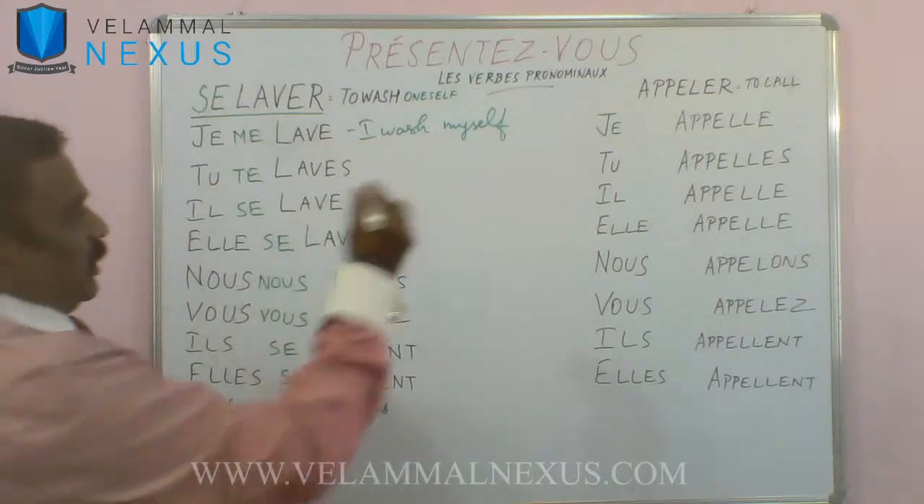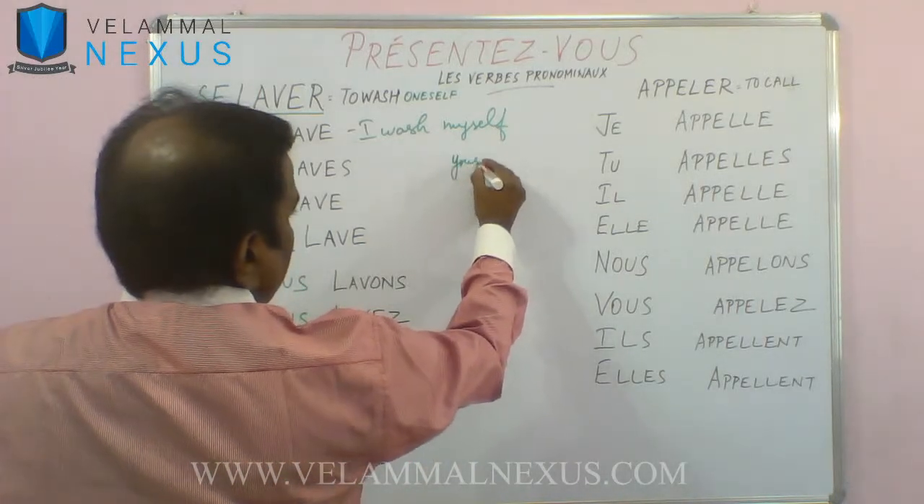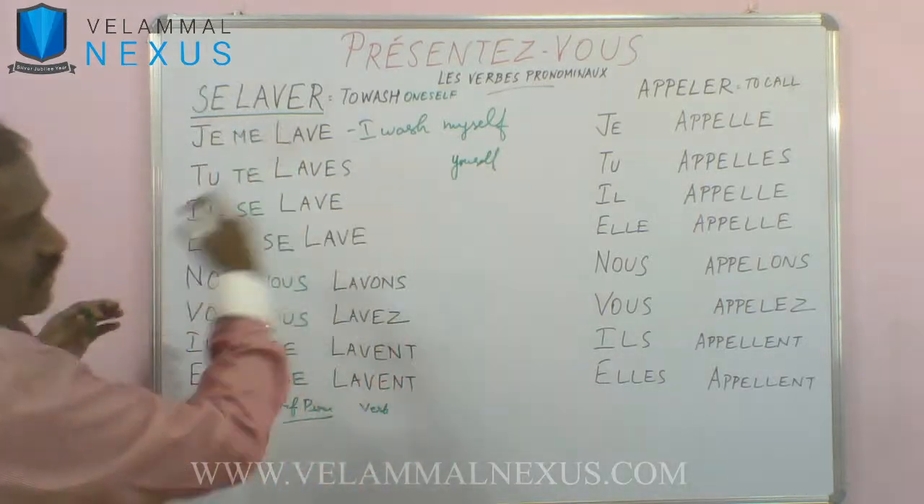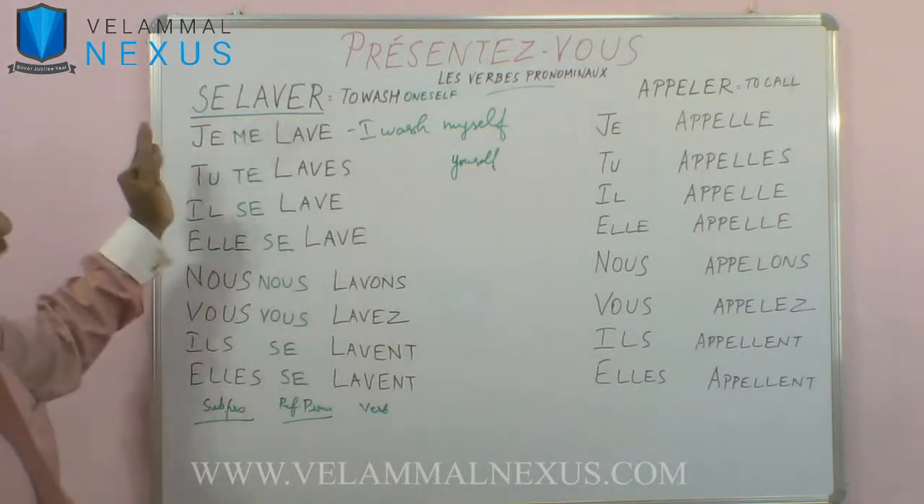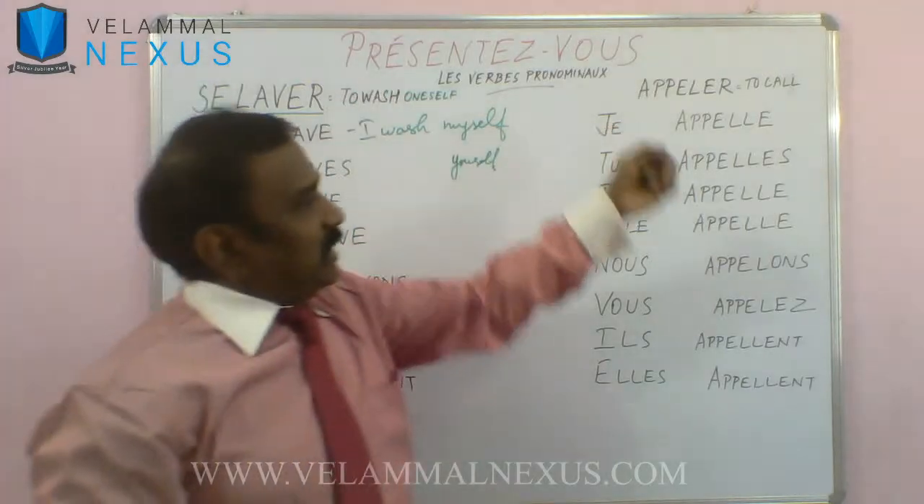Okay? So it will be like that. I wash, you wash, all with myself, yourself, himself. That's a little translation I can give you. Okay? So je me lave, I wash myself. These are the different forms. Now we'll come to another verb called appeler.